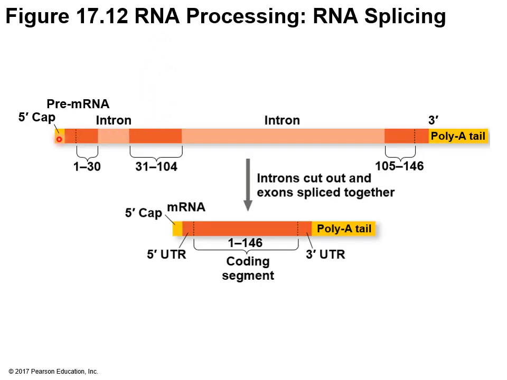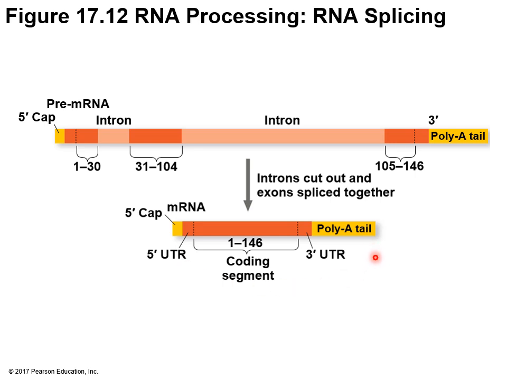So here we see our pre-mRNA with the two ends attached to it, but we need to cut out the introns, which do not code for a protein. After cutting them out, the exons, which are red, are going to be spliced together or glued together. And finally, we have our mature mRNA ready to leave the nucleus and go to the cytoplasm.